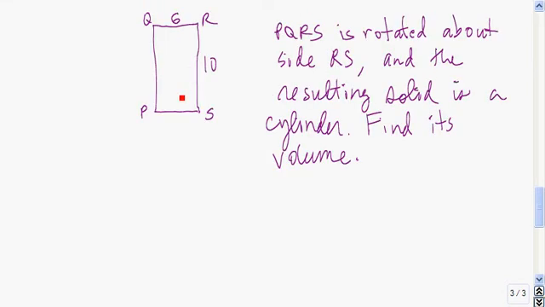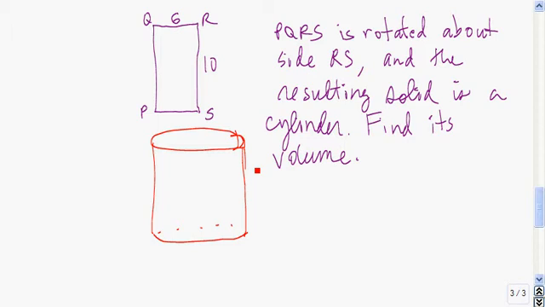Alright, so here we have a rectangle, PQRS. And it's going to be rotated about side RS here. So we're going to take this side here and rotate it around. If we do, we're going to end up with a cylinder. Okay, we want to find the volume of that cylinder.